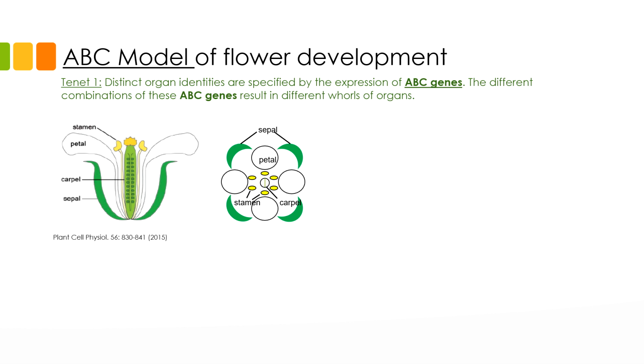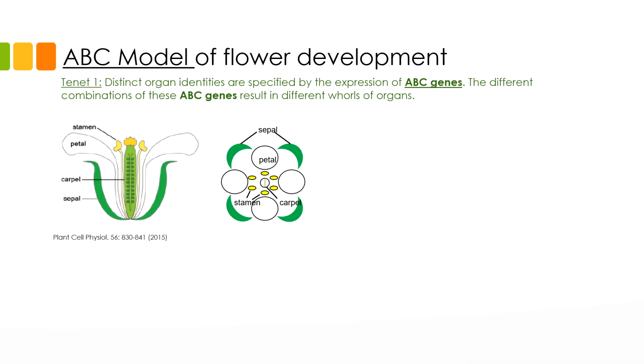The ABC model of flower development is a scientific model of the process by which flowering plants produce a pattern of gene expression in meristems that leads to the formation of a flower, the key organ necessary for the sexual reproduction in plants. The ABC model of flower development has two basic principles. The first principle is that distinct organ identities are specified by the expression of the ABC genes. Different combinations of these genes result in different whorls of organs.